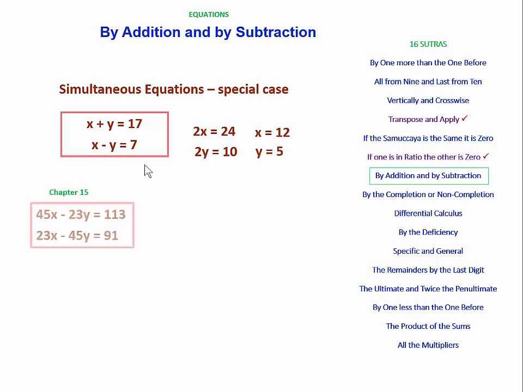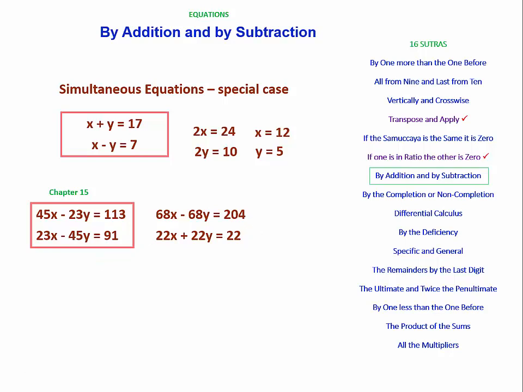DSG gives an illustration of this in chapter 15. He gives this pair of equations which actually involve the application of this sutra twice. If we've got a pair of equations in which the coefficients have got this particular pattern, the same here, 45 and 45, 23 and 23, and the signs here are both minus and plus here, then by addition and by subtraction we get two equations. By addition we get the first one here. By subtraction we get the second one.